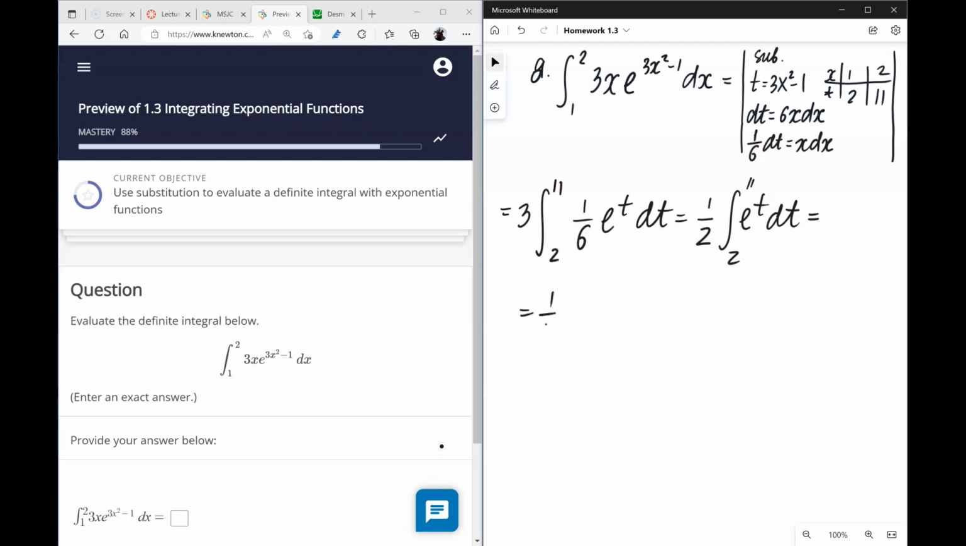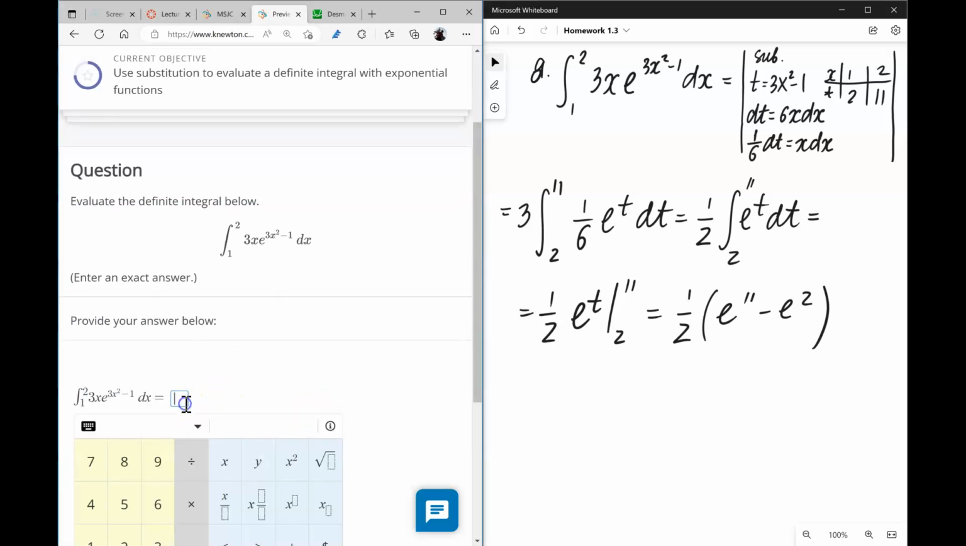So the antiderivative of e to the t is e to the t. And using the fundamental theorem of calculus, here's the final answer. As I showed you previously, you can check your work, but I'm fairly confident that this is the right answer.